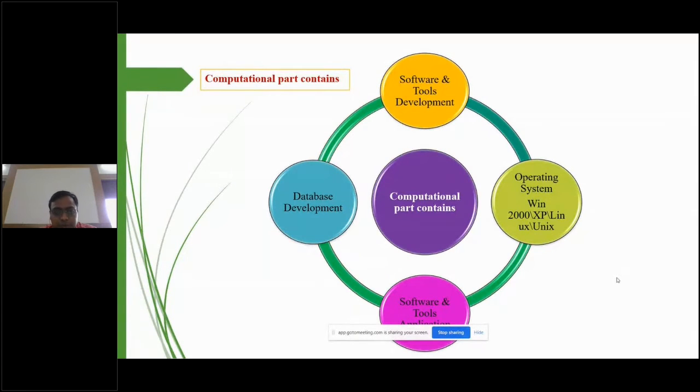to operationalize each and every software, that is, we are using Windows, Windows 10 and others like Linux, Unix. There are software tools we are using nowadays for various applications related to the medical field and database development. We generate various information from our database system.